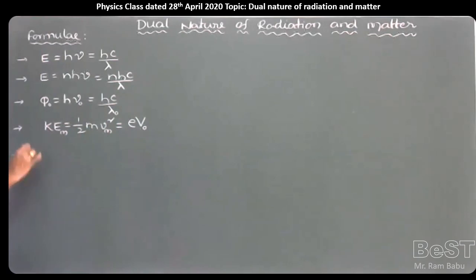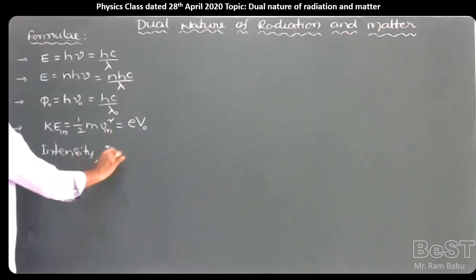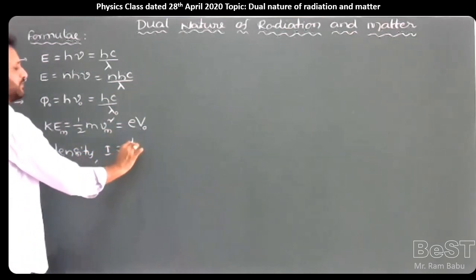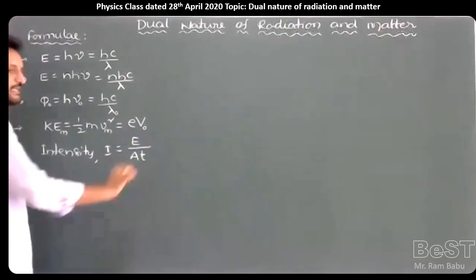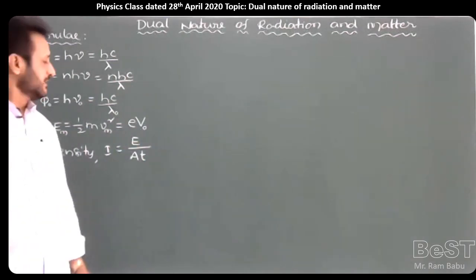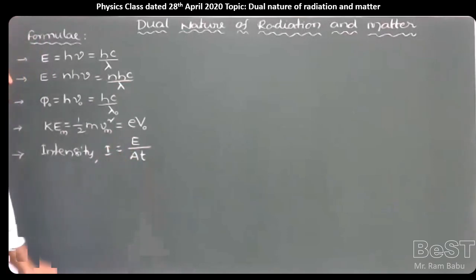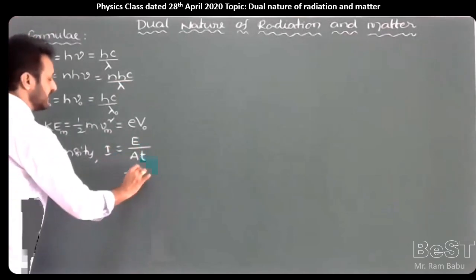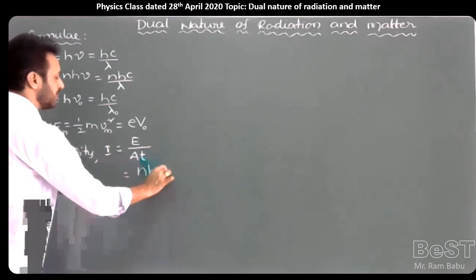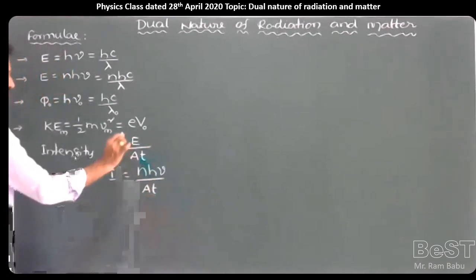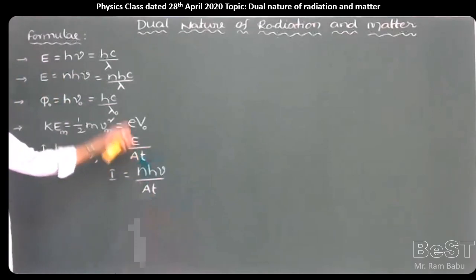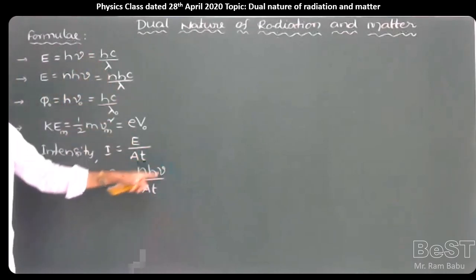Next, the intensity of the radiation. The intensity of radiation I is equal to the amount of energy transmitted per unit area per unit time. I is equal to E by A into t. But in place of E, we can write n into h nu by A into t. Here, in place of E, I am writing the first formula, n into h nu.